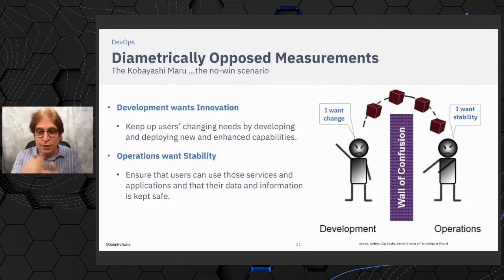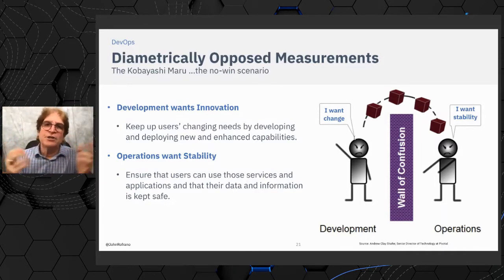So I love this chart from Andrew Clay Shafer. He called it the wall of confusion, and it's true. And it's the measurement system, right? Devs are measured on wanting change, get change out there. Ops are measured on stability. Stability is like, no, no, no, no, please don't change anything, right? They're diametrically opposed. These people report to the same executive somewhere in the company. We're measuring them on things that are diametrically opposed. How can we do this?